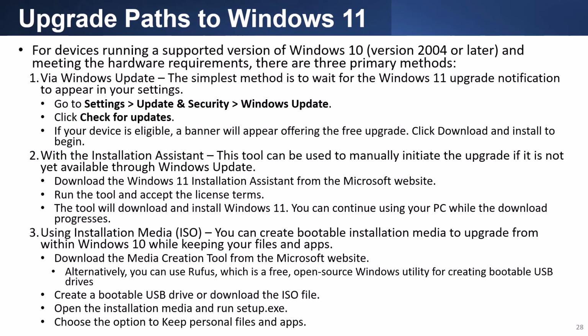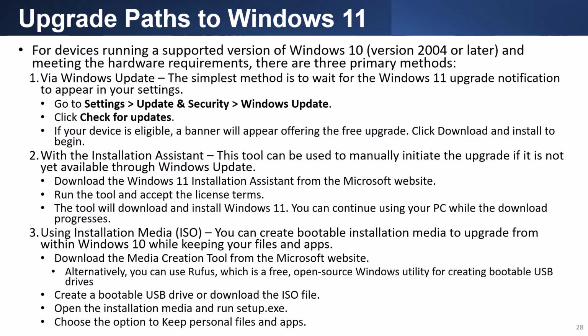For devices running a supported version of Windows 10, version 2004 or later, and meeting the hardware requirements, there are 3 primary methods to upgrade. Via Windows Update. The simplest method is to wait for the Windows 11 upgrade notification to appear in your settings. Go to Settings, Update and Security, and Windows Update. Click Check for Updates. If your device is eligible, a banner will appear offering the free upgrade. Click Download and Install to begin.